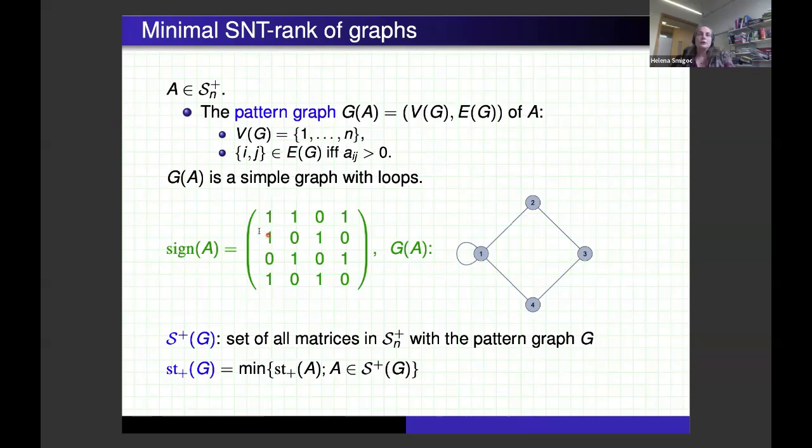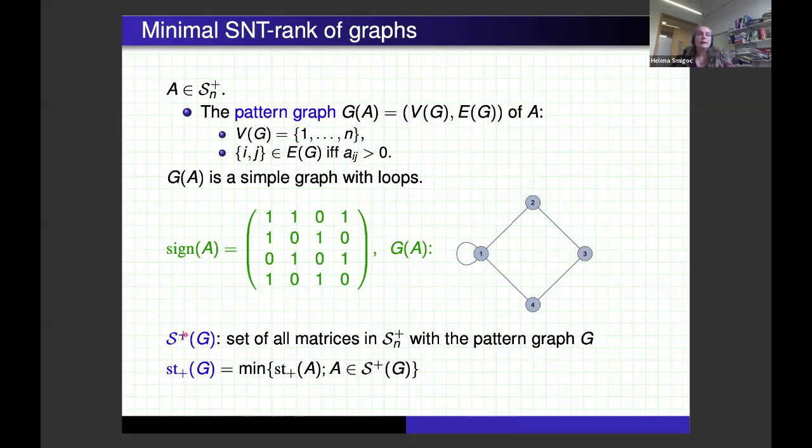Now, I should explain that what we get are simple graphs because we have symmetric matrices, but we are allowing loops. So simple graphs with loops, because in this case, we do want to understand what's going on on the diagonal of the matrix as well. So in this example, we have a 1 in the 1-1 position, and that means my vertex 1 has a loop. And that is important to understand in the factorization.